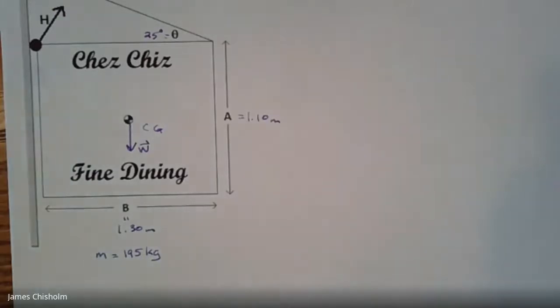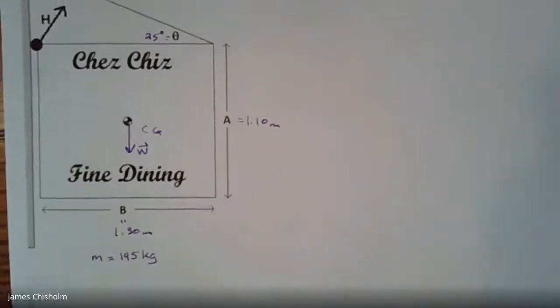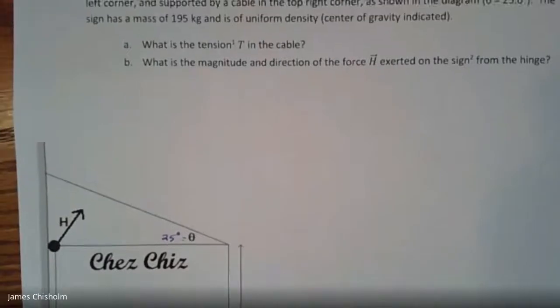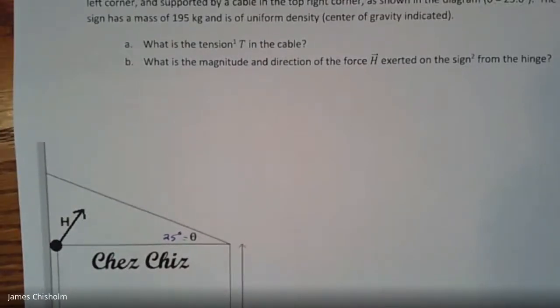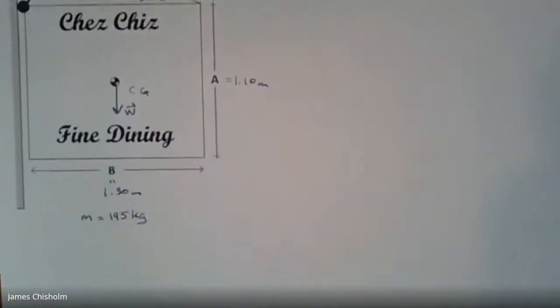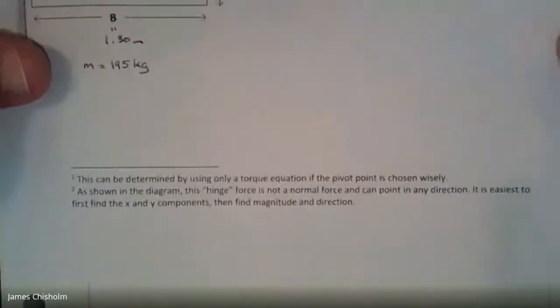So coming back over and looking at what we're asked to find, it says A, what is the tension in this cable? And B, what is the magnitude and direction of the force H exerted on the sign from the hinge? And I have these two little footnotes down here. Let's see if I can scroll down so you can see them.